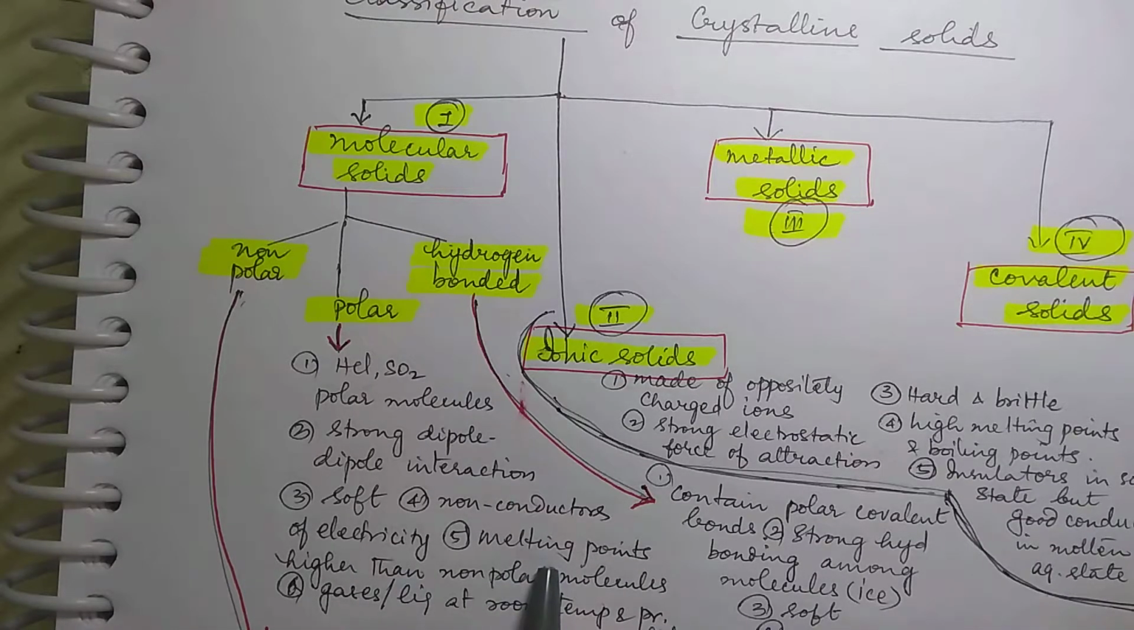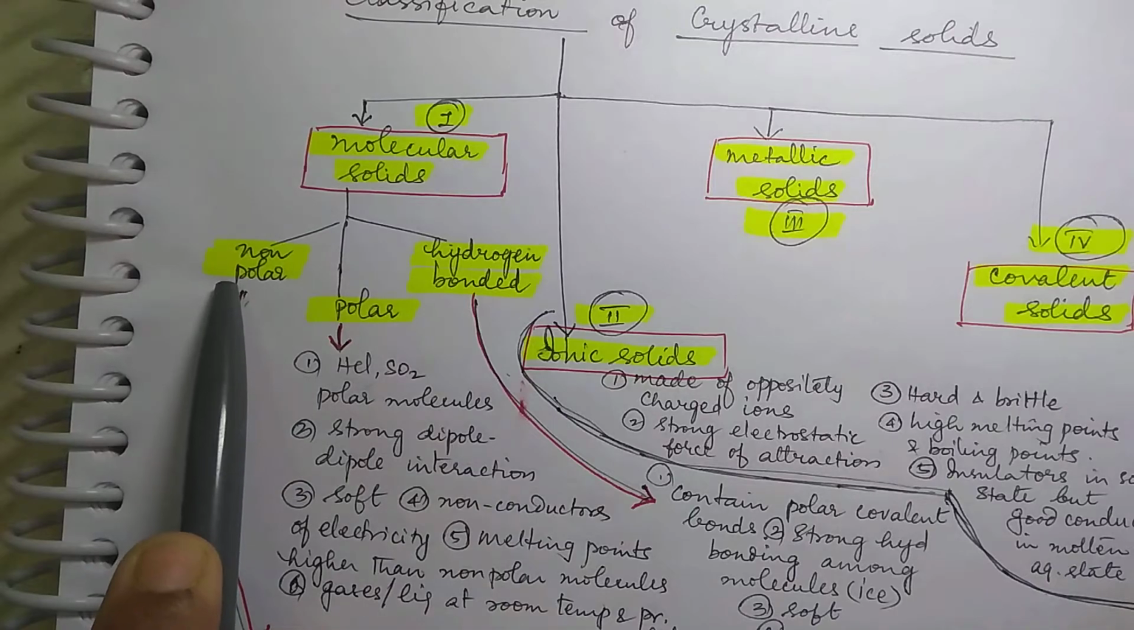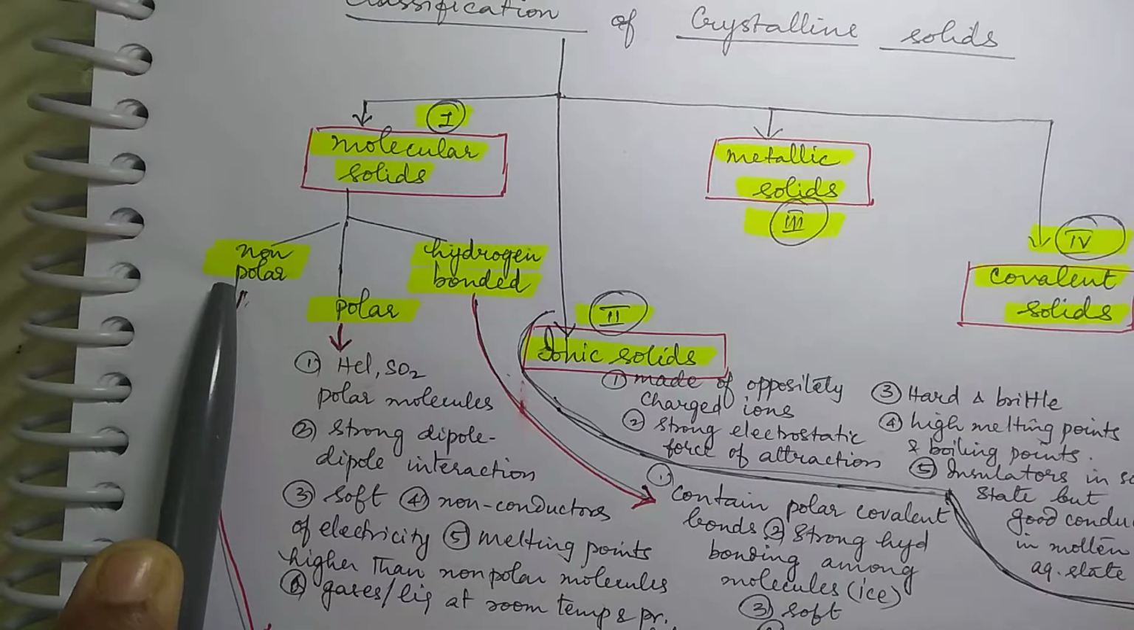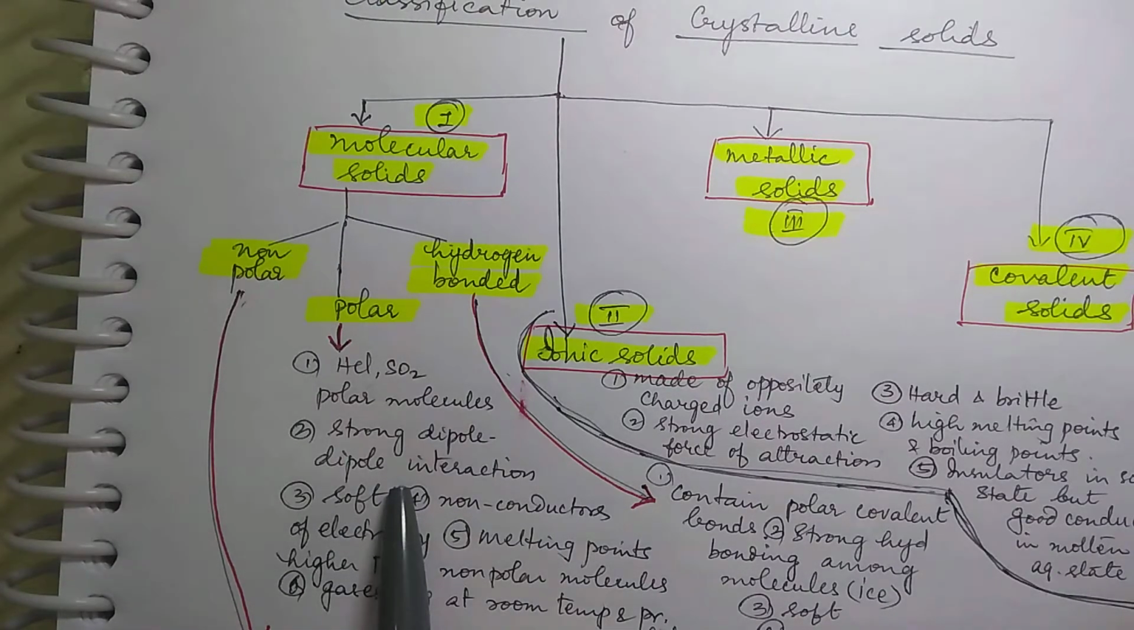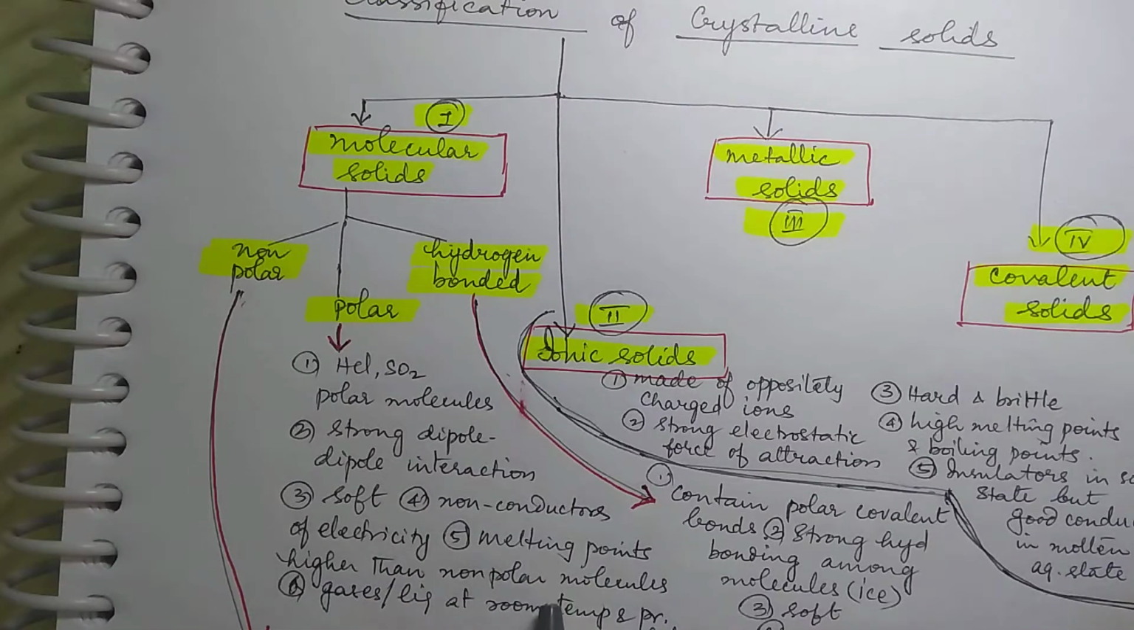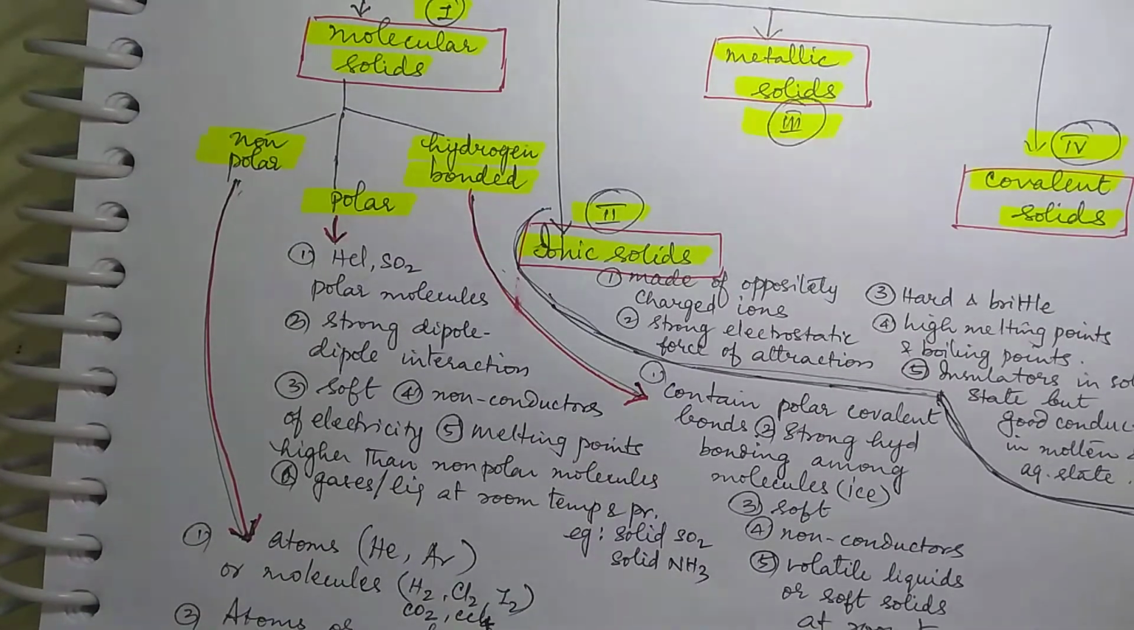And here the melting points are higher than the non-polar atoms or molecules. Slightly higher, because there we had dispersion forces and here we have dipole-dipole interaction. So obviously melting point will be slightly higher than the non-polar molecules. And these are also gases or liquids at room temperature and pressure. So here we are considering solid SO2, solid NH3. That is, under a set of conditions you are preserving them in the form of solid.